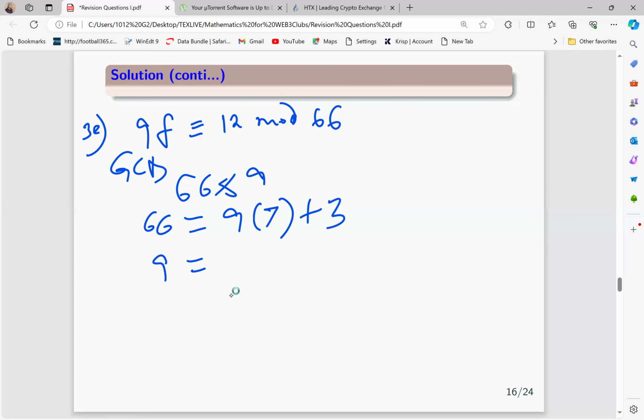Three goes into 9 how many times? Okay, so that's the GCD. Now the GCD is 3.